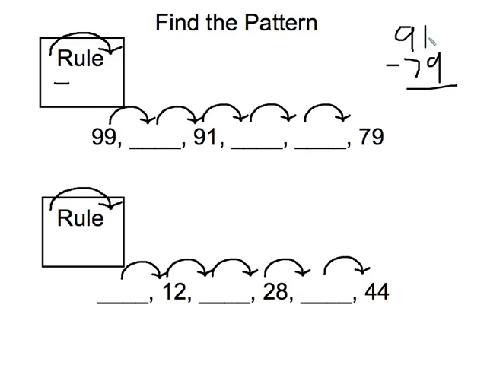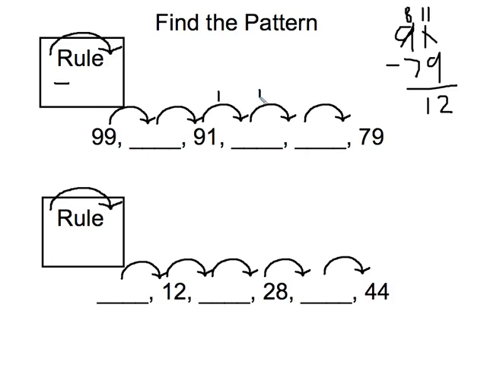If I have 1, I can't give you 9, so I need to do some borrowing. So now I only have 8 tens, and those 10 ones get added to the 1 I already have, so I have 11. 11 minus 9 gives me 2. 8 minus 7 gives me 1.